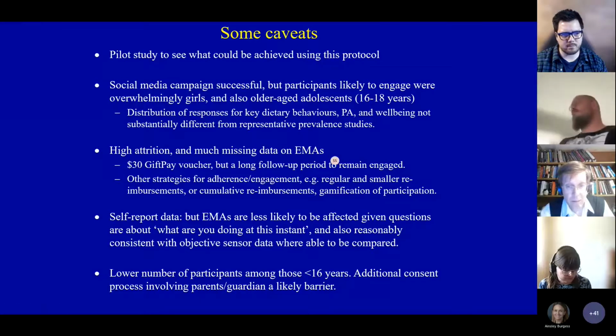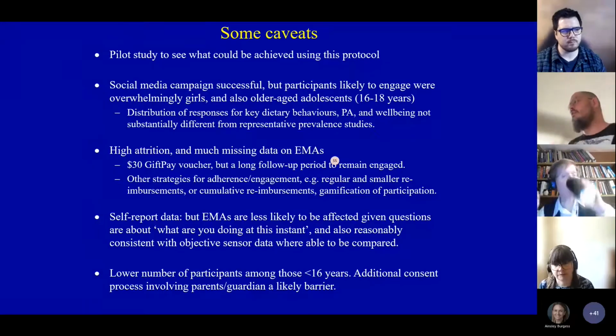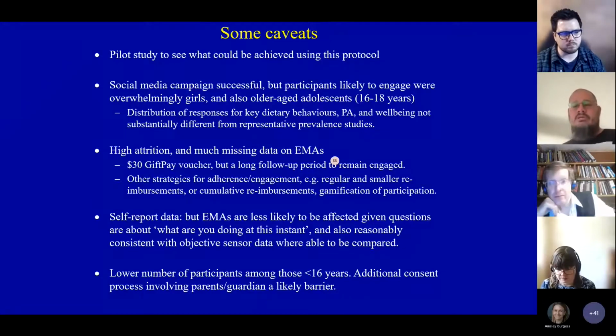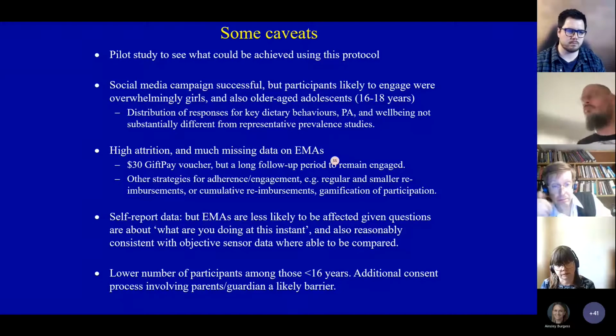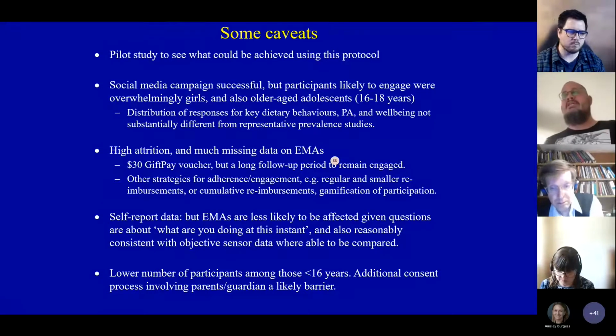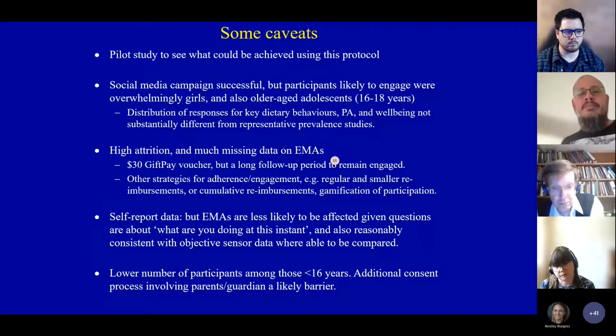So as a pilot study, this was very interesting. However, we had a high attrition in the participants, and this is a problem with all longitudinal studies, of course, but this is something that we really need to think about. We had a small gift pay of $30, which was not enough. So we need to think about strategies to increase the adherence, especially the gamification of participation. This is something that is really attractive usually.